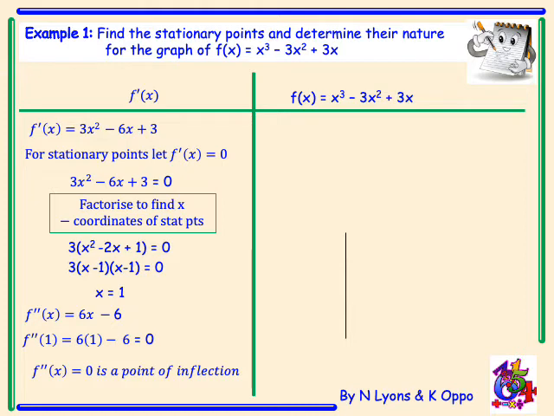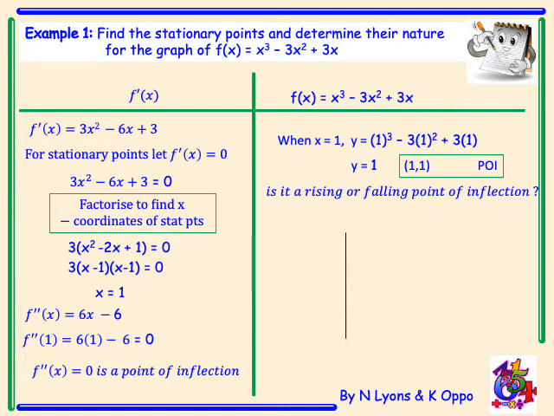So I want to know exactly where this point of inflection is. So I'm going to take x equals 1 up to the right hand side of the page and back to the function f of x equals x cubed minus 3x squared plus 3x. I sub in x is 1, that gives me y equals 1. So I know I've got a point of inflection at the coordinate point 1, 1. But now I need to know, is it a rising or a falling point of inflection? What's its nature? So to do that, I'm going to draw up a nature table.